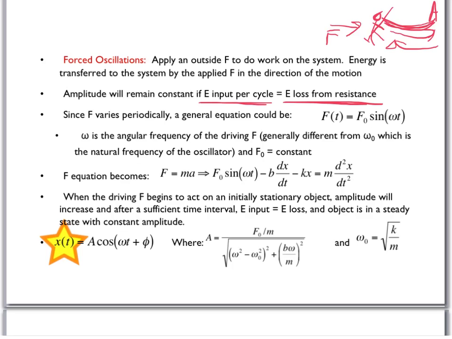Now, since the force varies periodically, you kind of give a push, wait a second, give a push, you have this general equation for that force, where F would be equal to F naught sine of omega t. Omega is the angular frequency of that driving force. It's generally different from omega naught, which again is that natural frequency of the oscillator. And F naught would just be a constant. That means that our equation for the motion of this oscillator would have our input force, the resistive force, and the restoring force all being set equal to ma.